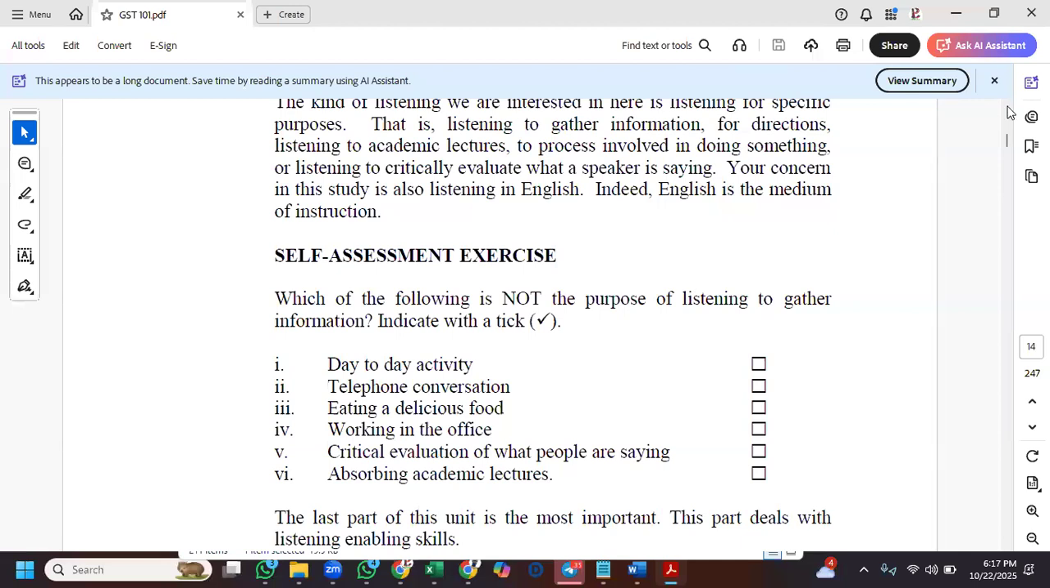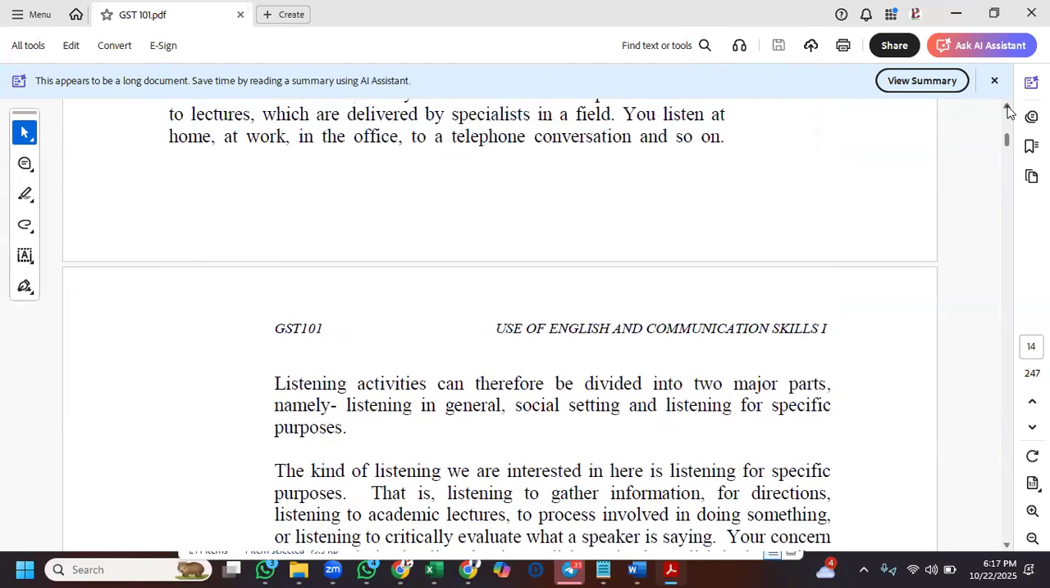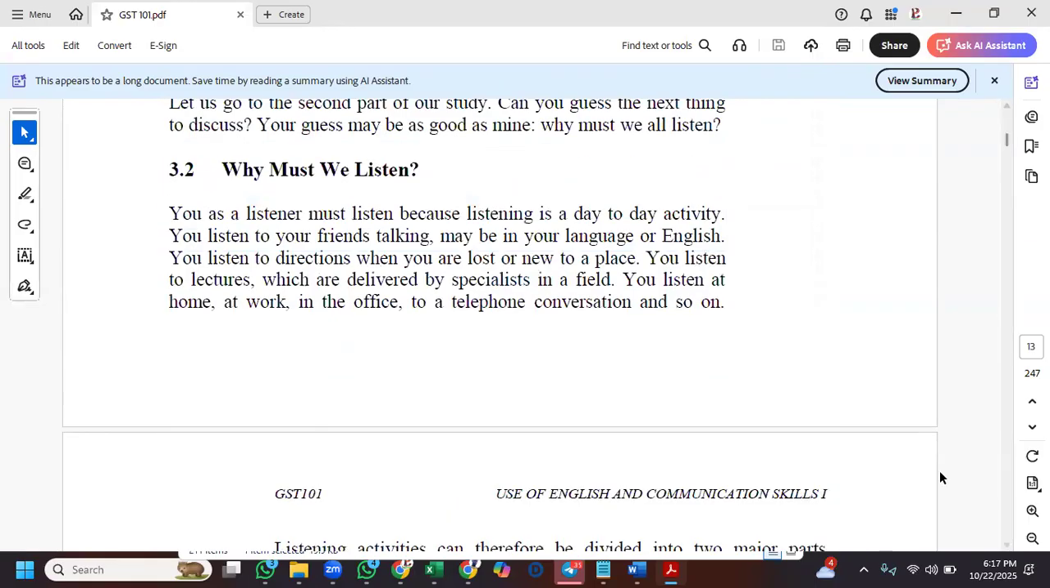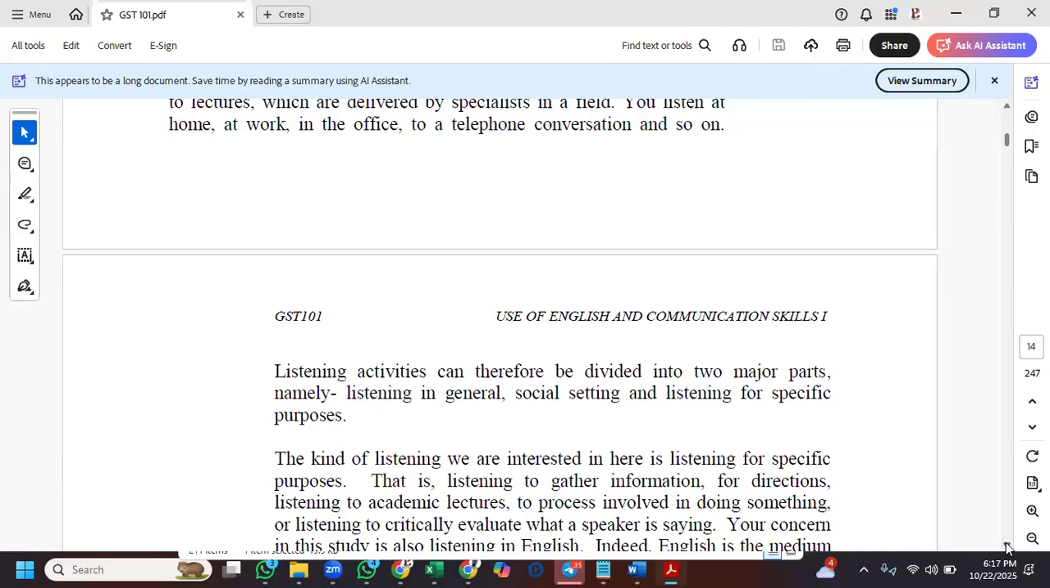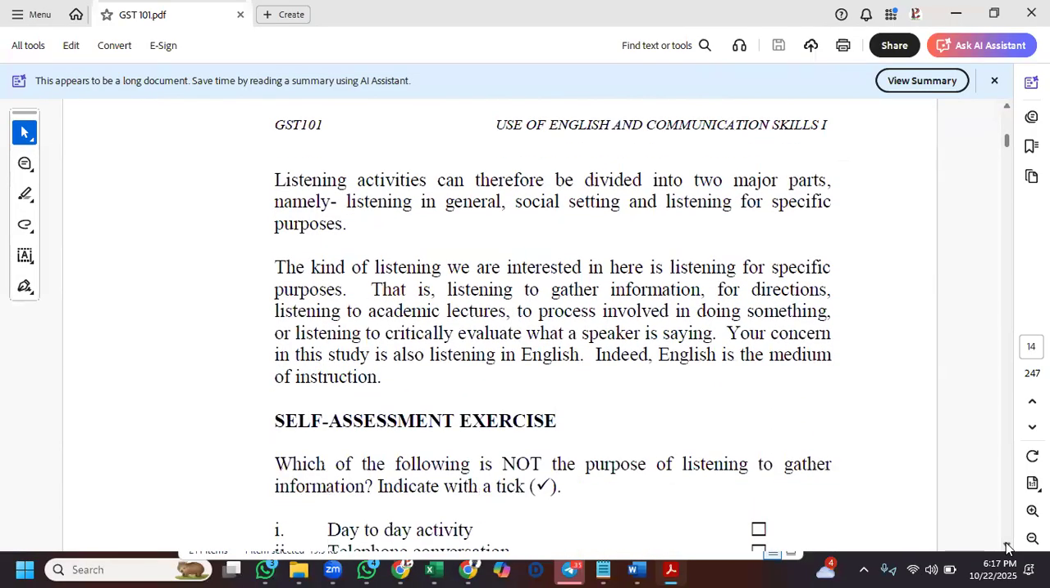So we have two types of listening after why must we listen. We have two forms or types of listening. There are two ways you can listen. You can listen for specific purpose and for general purpose. We listen for specific purpose or purposes and then for general purposes. So it's not depending on the situation.